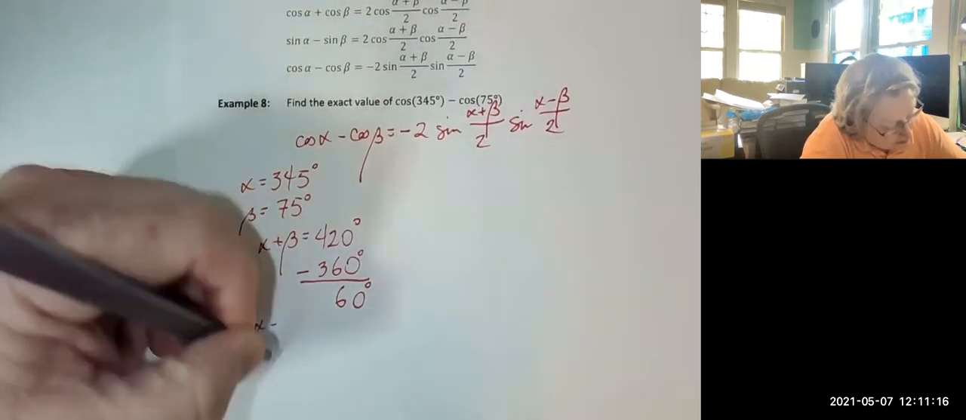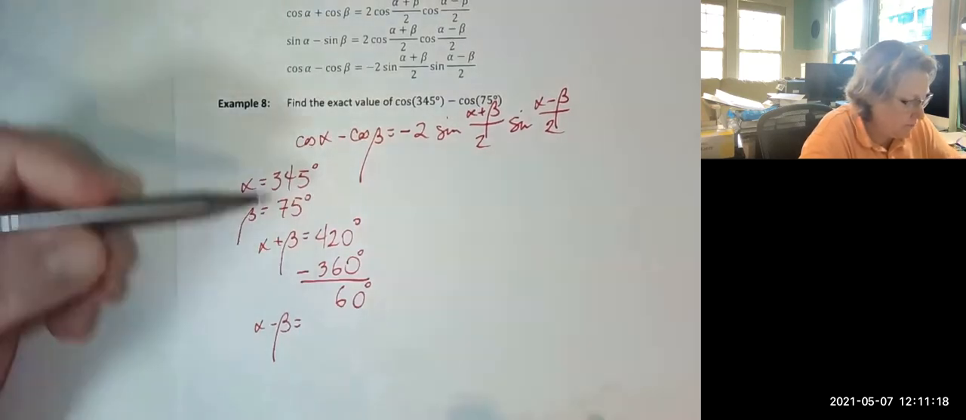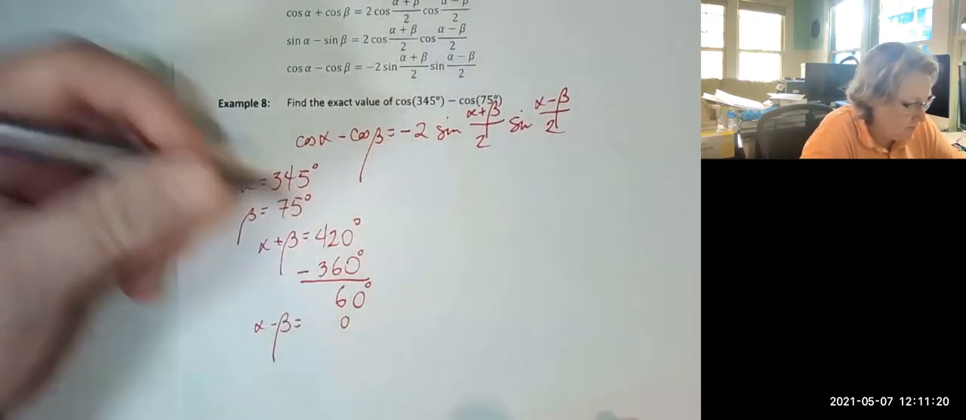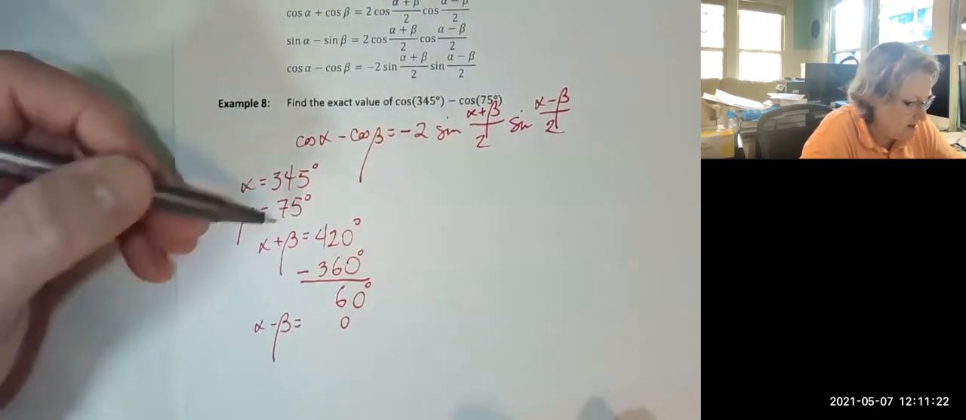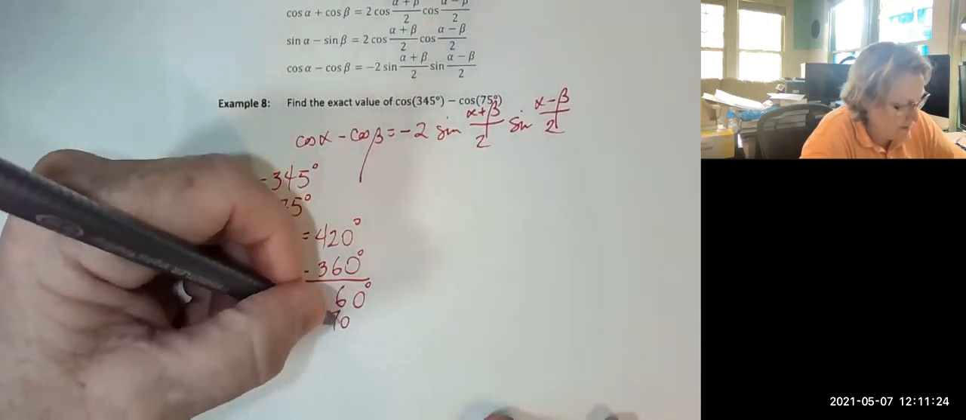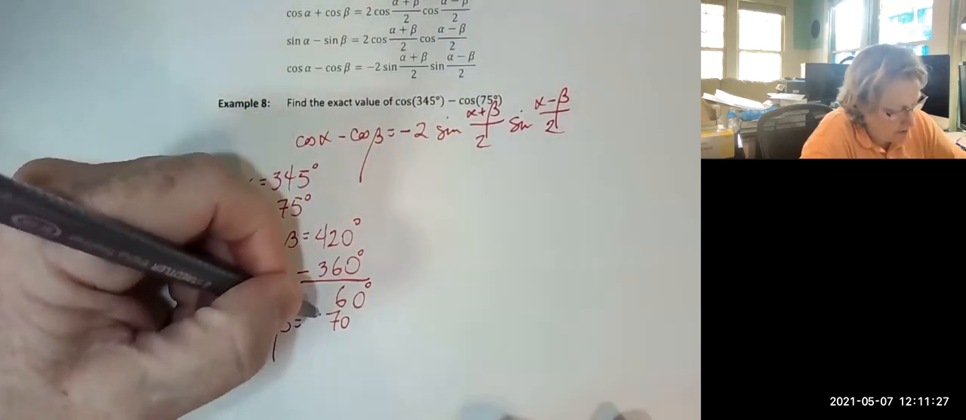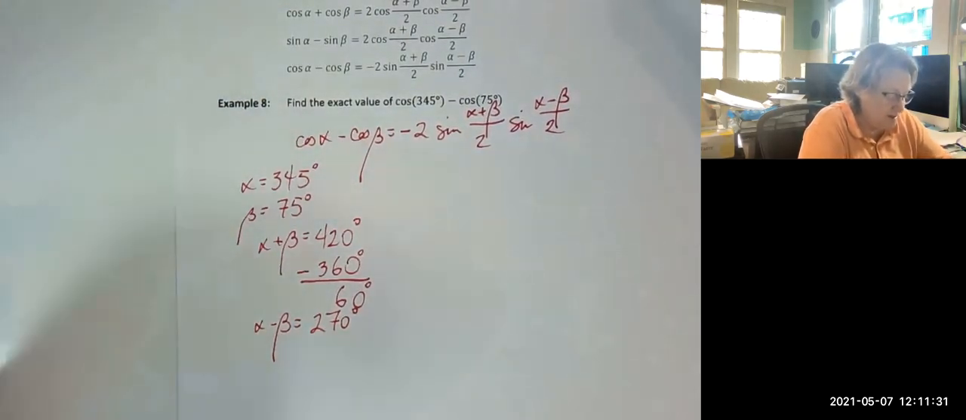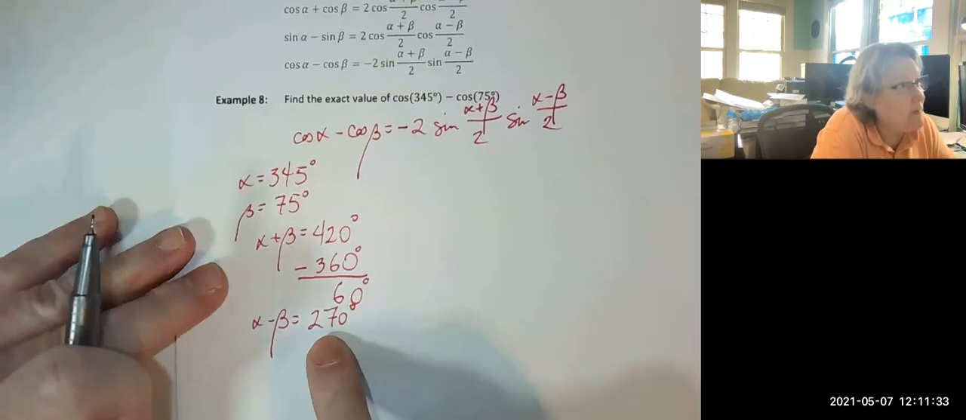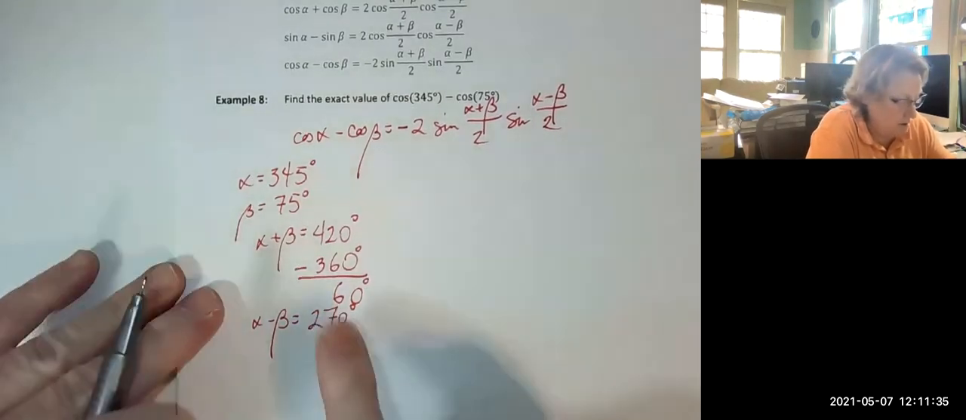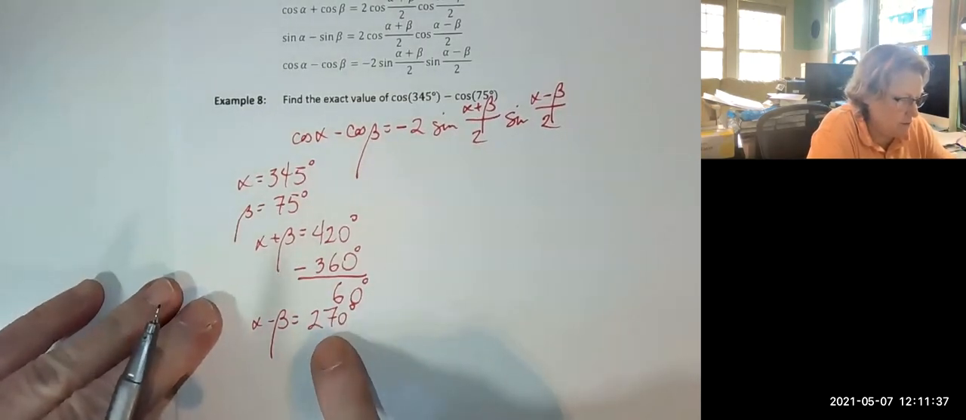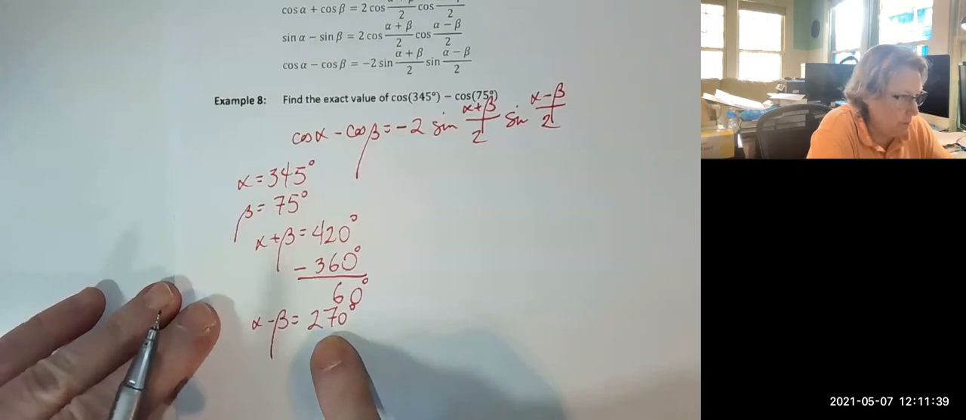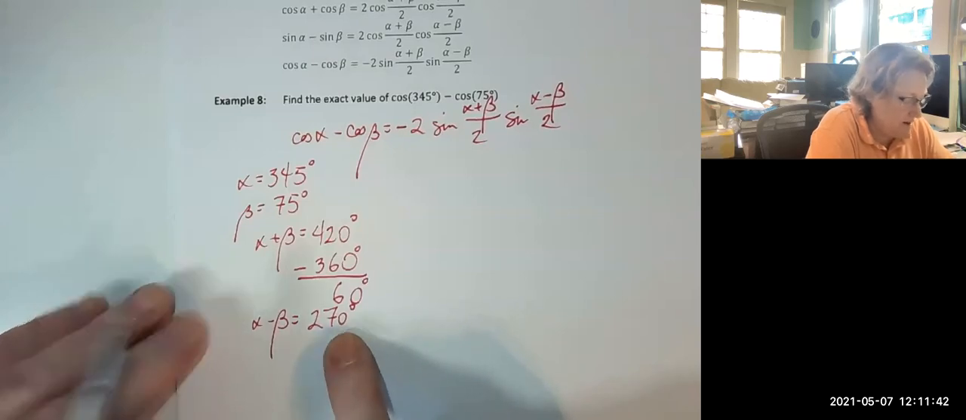Then alpha minus beta, 14 minus 7 is 7. And then we'll get a 2. 270 is between 0 and 360. So this is a good angle. Let's see, what is that angle? 270.